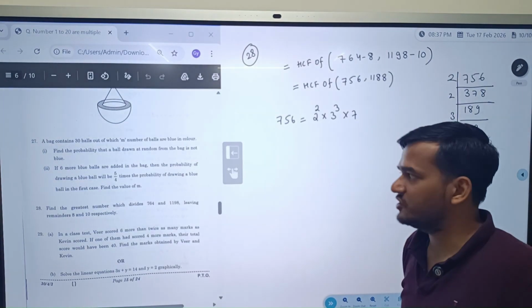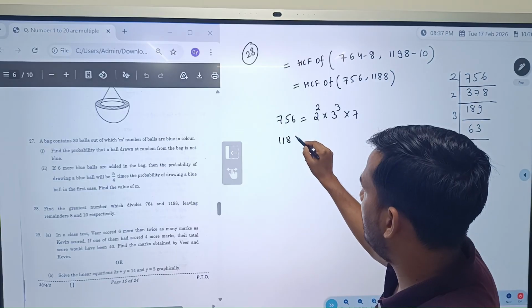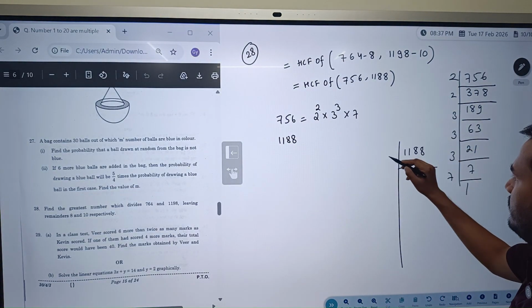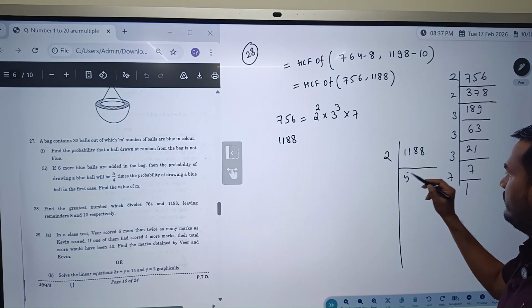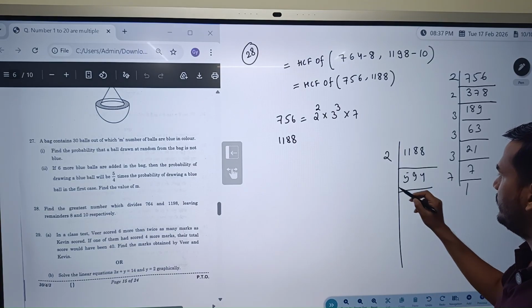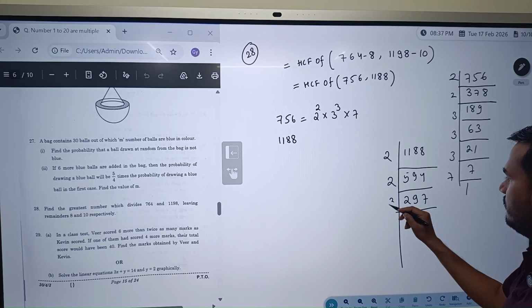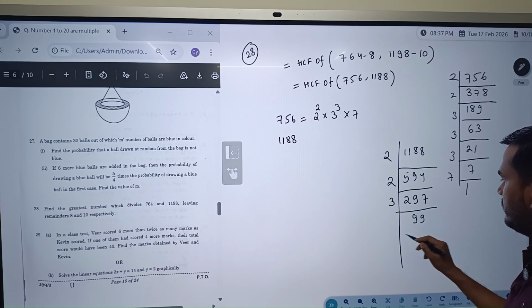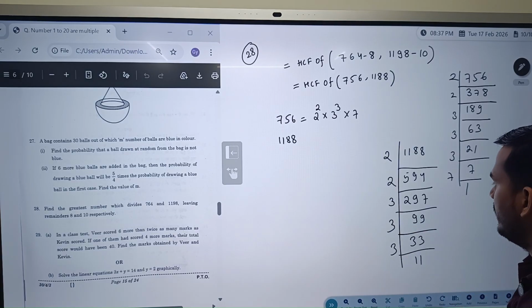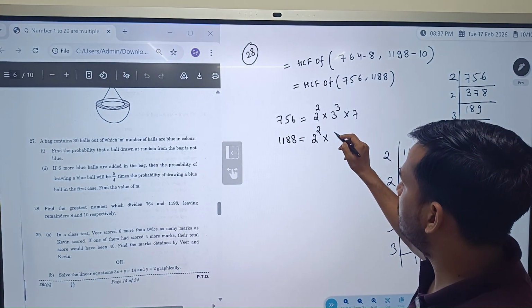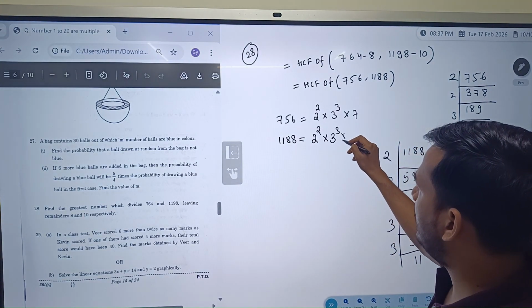Similarly, we'll find the factors of 1188. 1188, divide by 2, 594. Divide by 2, 297. Divide by 3, 99. This is divided by 3, 33. 3 11s are 33. So factors of 1188 are 2 square into 3 cube into 11.